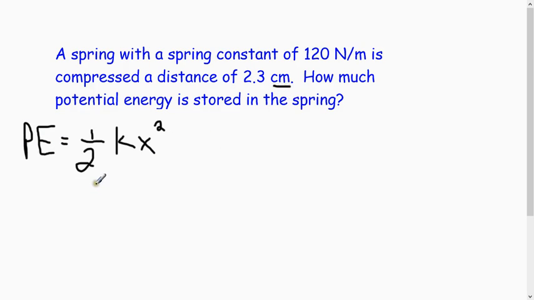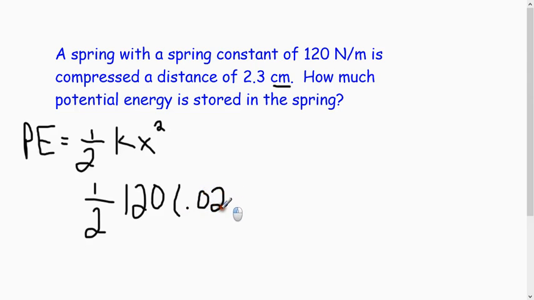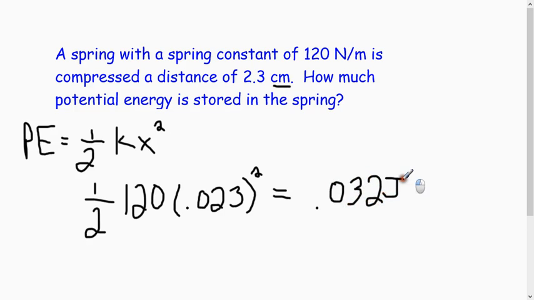So potential energy is going to be 1/2. k is 120, but x, 2.3 centimeters, needs to be converted to meters. So to convert to meters, I'm going to move the decimal point to the left 2, so 0.023 meters. And that x needs to be squared. So this gives us an ending value of 0.032 joules of potential energy.